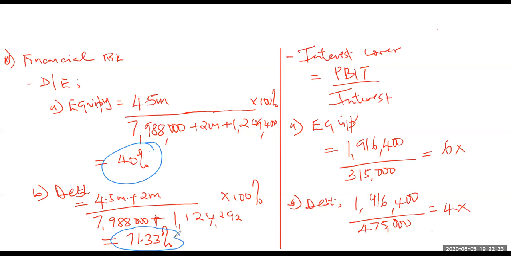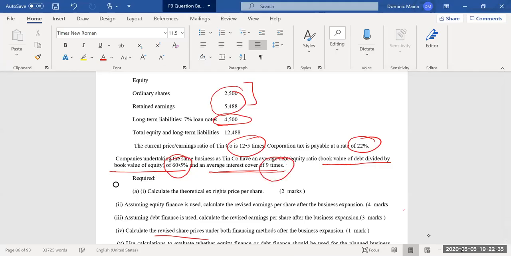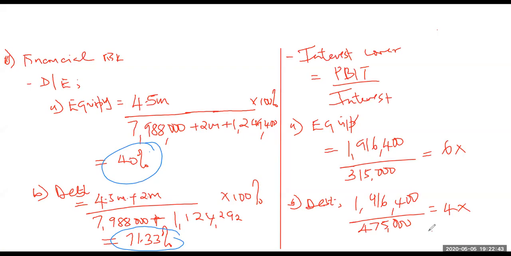Now let's compare the same thing using the interest cover ratio. The company currently has an interest cover ratio of 9 times. If we finance using the two methods, equity gives 6 times and debt gives 4 times. So whether equity or debt, we have a higher financial risk in either financing alternative. Why? Because the interest cover ratio for equity is 6 times and for debt is 4 times, and they are both below the current interest cover ratio of 9 times.